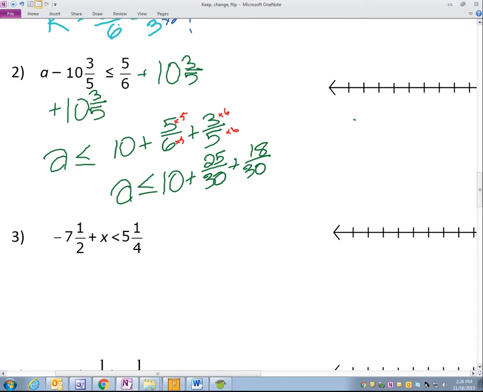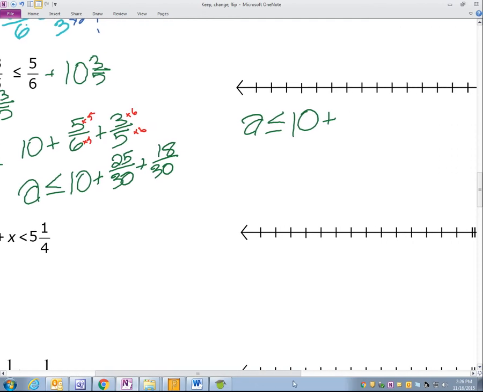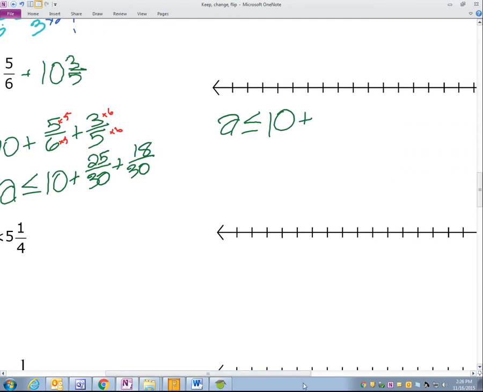There's way too much noise going on and way too much looking out the window. I'm going to continue this over here. A is less than or equal to 10 plus 35 plus 8 is 43.